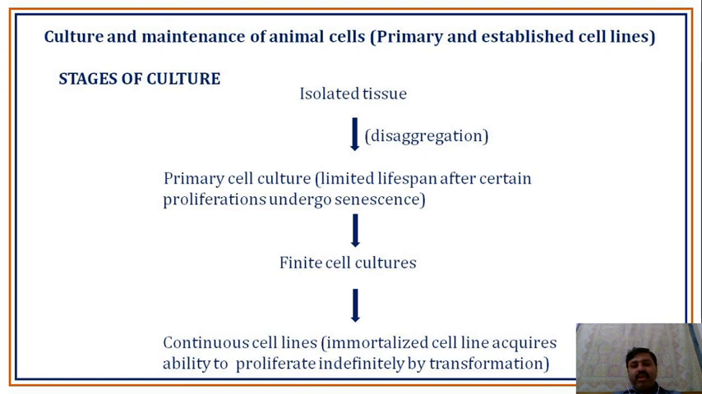So you have finite cell cultures, and you have continuous cell lines if your cells become immortalized, which have acquired the ability to proliferate indefinitely because of some transformations, either genetic or physical. Normally, genetically, they undergo a certain type of transformation, which gives them the possibility to grow continuously in culture. That is called your continuous cell line or immortalized cell line. So, with this, I think I'll stop this session. We will have further discussions on how to maintain the cultures which have now been produced either as primary or established cell lines.